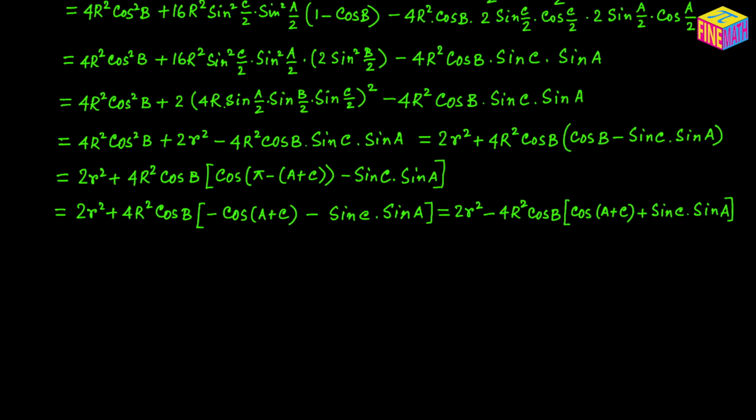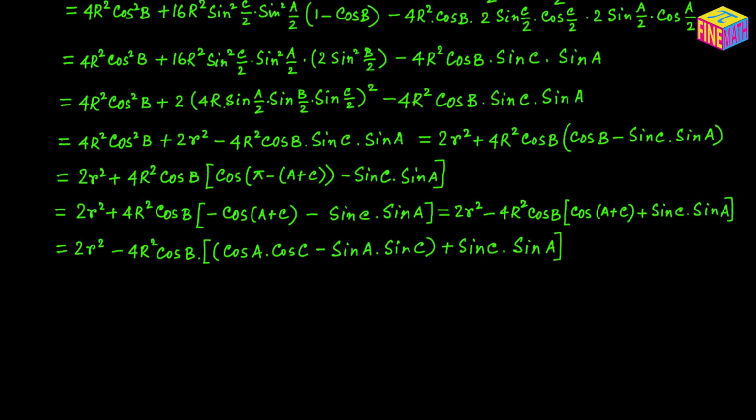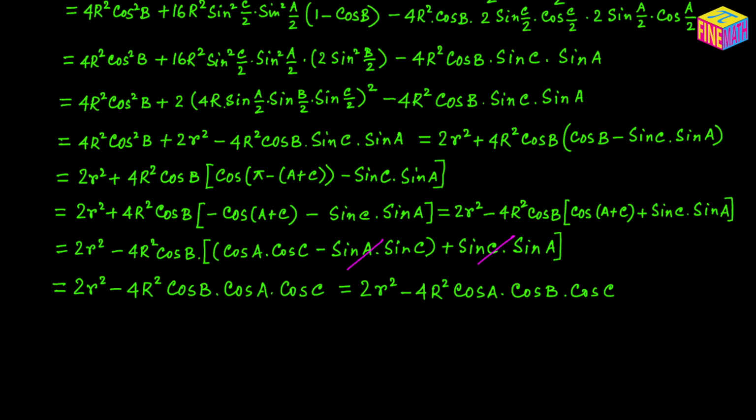And in the next step, I'm going to expand cosine of a plus c. And if we do that, then the expression is going to look like this. And there you see, within the bracket, the second term and the third term, they're going to cancel out each other because one is positive and the other one is negative. So we're going to be left with something like this. And now if we rearrange the factors in the second term, then we can write it like this. It would be 2 times r squared minus 4 times r squared times cosine of a times cosine of b times cosine of c.